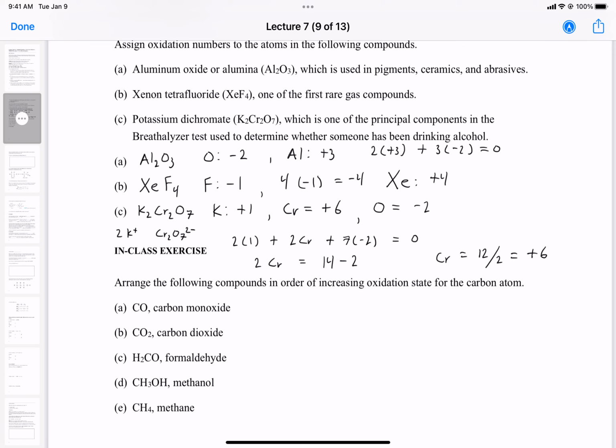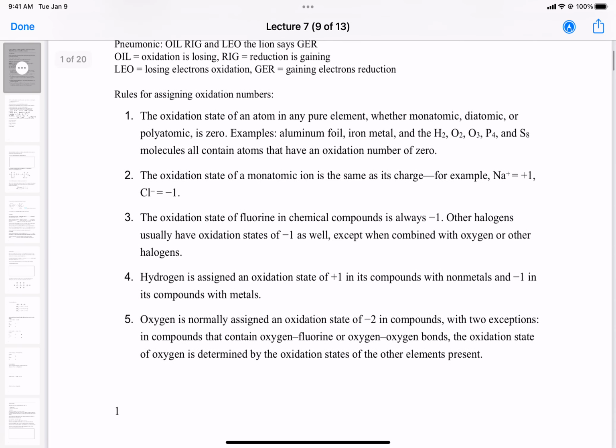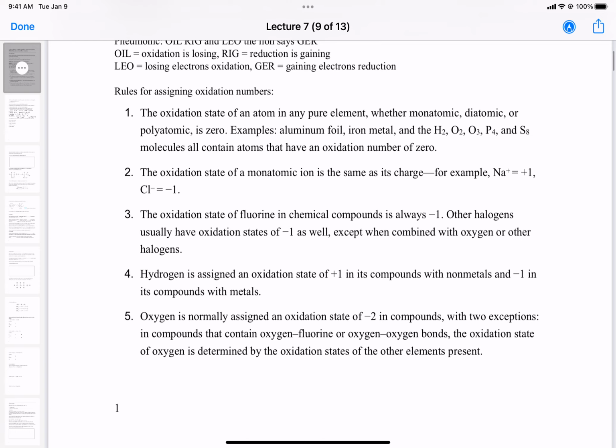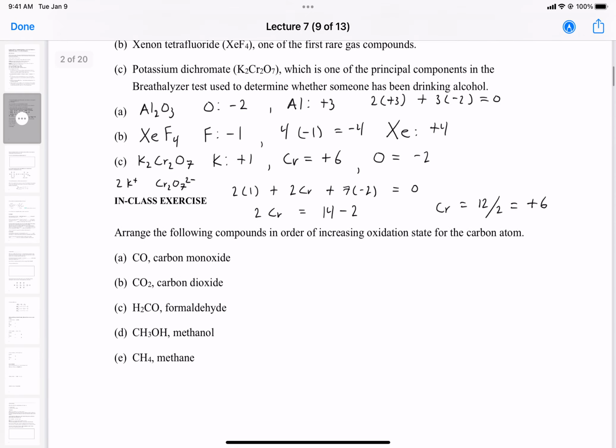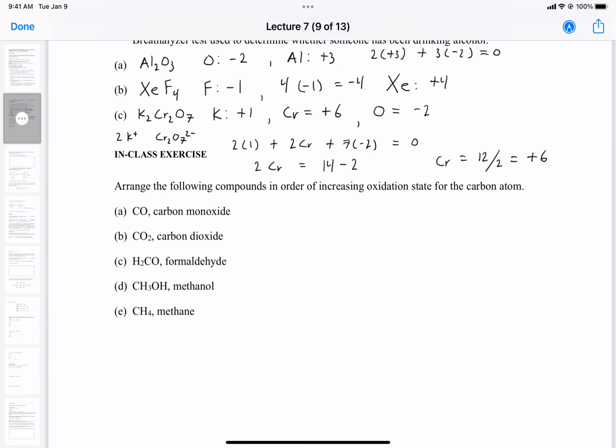So we know that in general, oxygen will always be -2 in its compounds, and we can verify that from the guideline here. Oxygen is normally assigned oxidation state of -2. And the only exceptions are when oxygen is paired with fluorine or another oxygen atom, and those compounds I wouldn't say are rare, but you don't encounter them a lot.